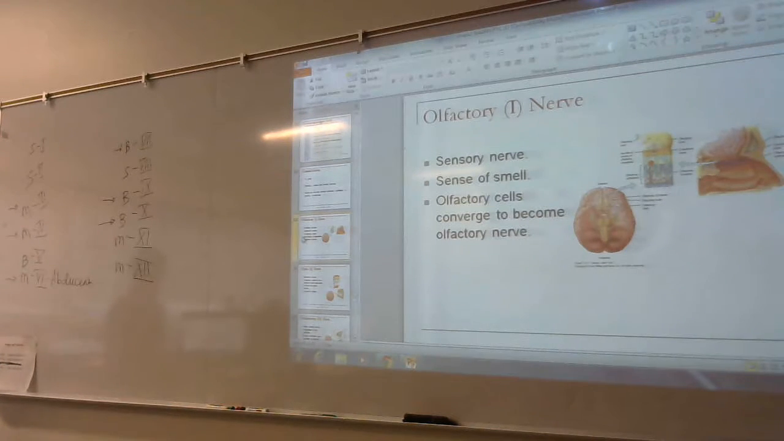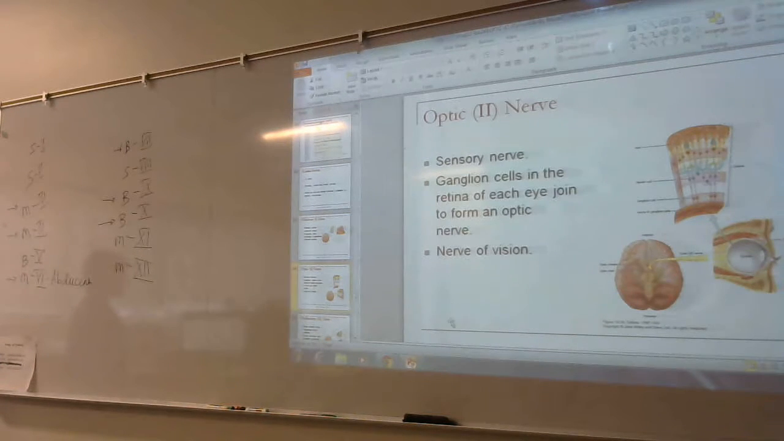How do you test for optic nerve? Cranial nerve number 2. Can you see? Right? If you can't see, then you know that they have a problem with cranial nerve number 2. Okay, cranial nerve number 3, 4, and 6. These nerves move the muscles of the eyeball. So they move the eyeball.